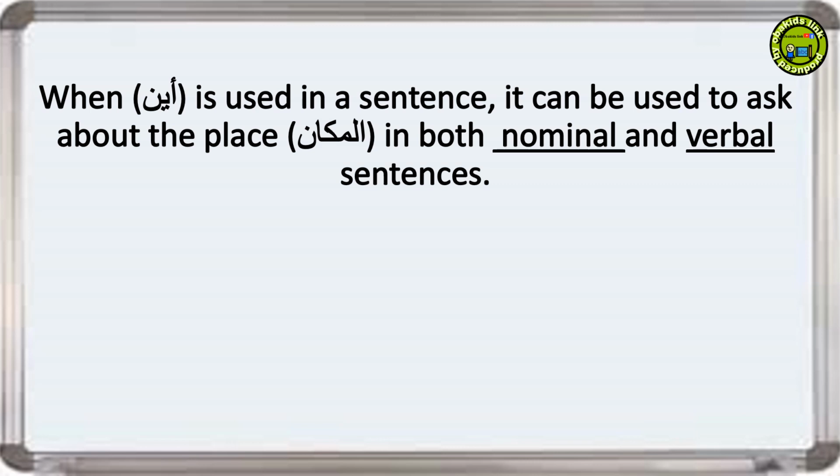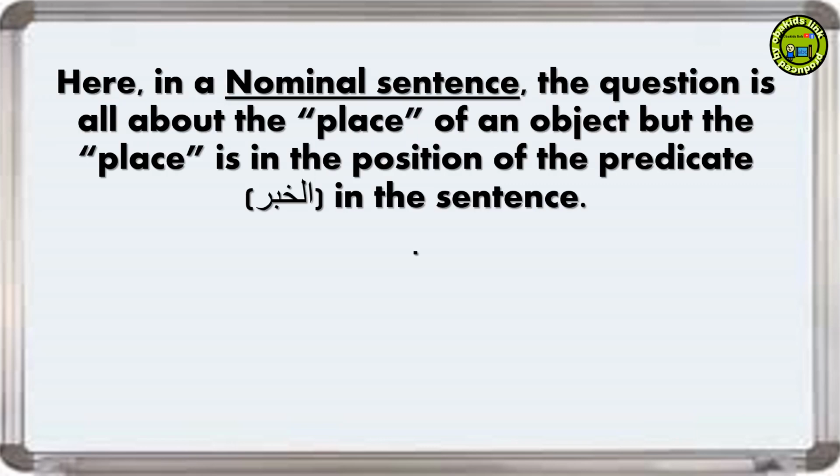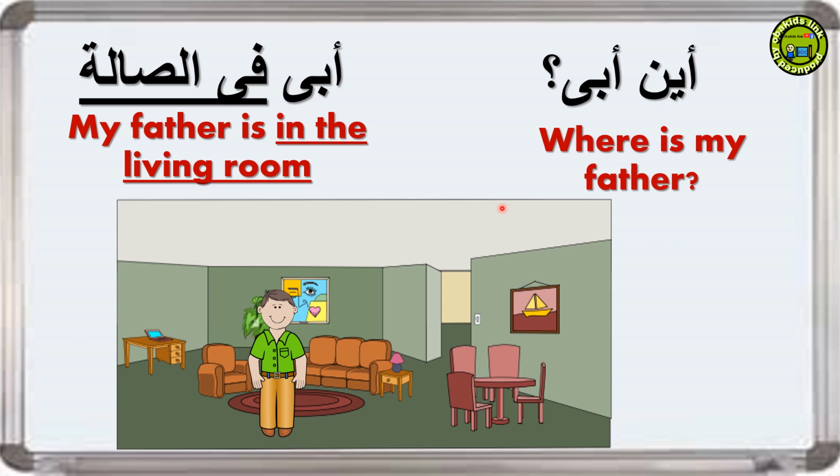And verbal sentences start with verb. Nominal sentences start with noun. Here, in a nominal sentence, the question is all about the place of an object, but the place is in the position of the predicate, الخبر, in the sentence. Here is أين أبي. أين is an interrogative particle and أبي is the subject.